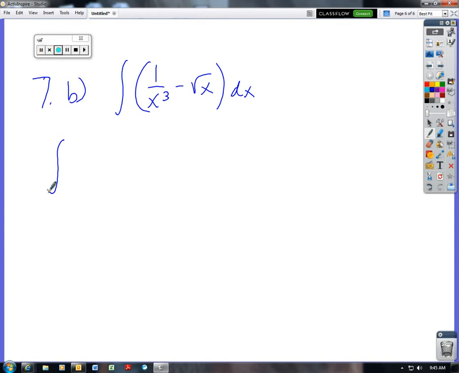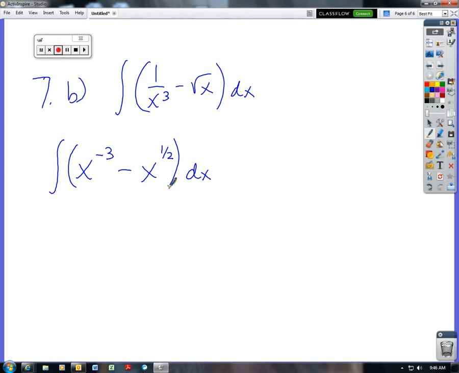So 1 over x to the third is the same as x to the negative third, minus, and then the square root of x is x to the 1/2 dx. Please stay in the habit of bringing down your notation, your integral sign, and your dx, because your work is like a proof. So just keep following along there.